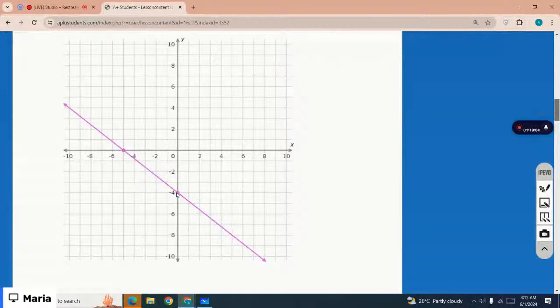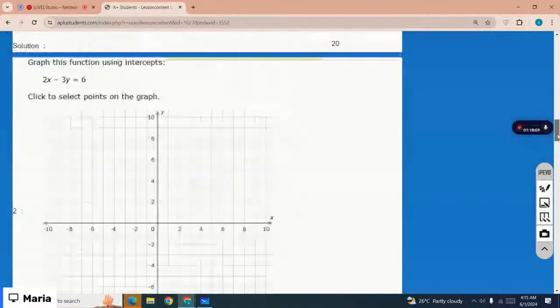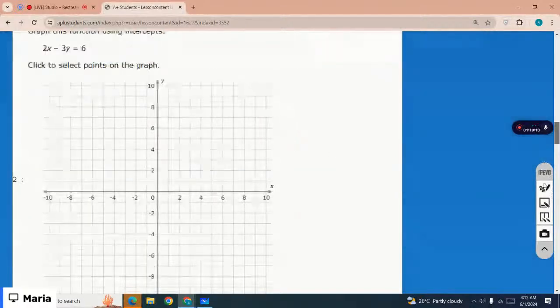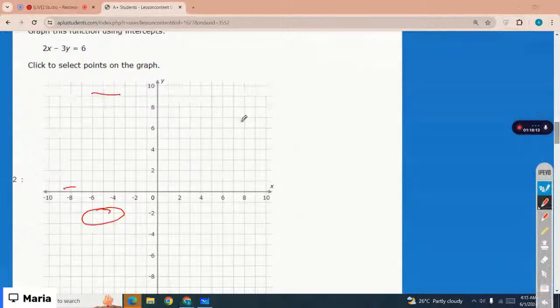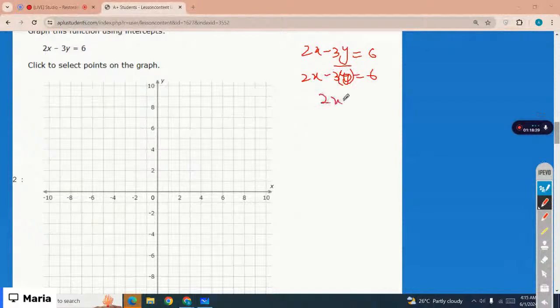Okay, let's just do the second example. 2x minus 3y equals 6, right? Let's just find the x-intercept and the y-intercept because for this lesson you have the tutorial only, not the practice questions, right? For the x-intercept, you need to put y equals 0. So 2x minus 3 times 0 equals 6. That is 2x equals 6, x equals 3.